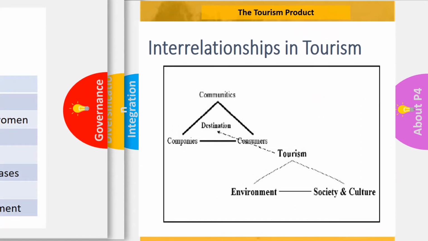When we think about the interrelationships of tourism, you've got the communities in terms of the destination. You've got companies in that destination, and you've got consumers going to that destination. But also you've got tourism, the environment, and society and culture, and these consumers, and then taking into consideration the environment in that area, society and culture in that area, and as tourism grows, how much can one area take in terms of tourism and hospitality?